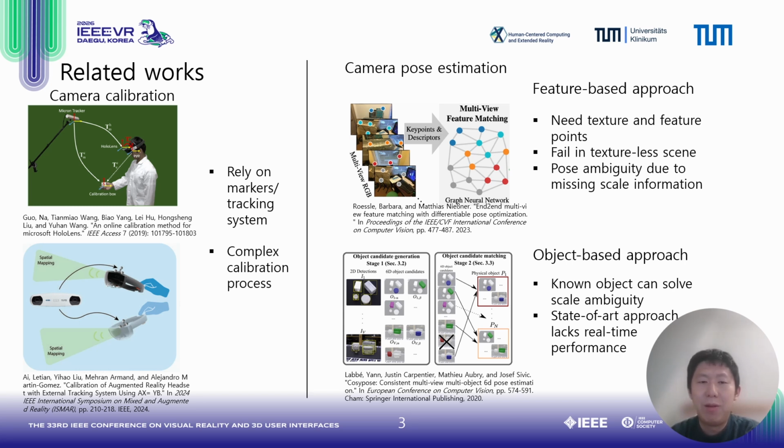The state-of-the-art camera pose estimation can be divided into feature-based approach and object-based approach. Feature-based approach relies on texture in the scene. However, they can fail in a textureless scene, like the operating room. In addition, RGB-only approach has pose ambiguity due to missing scale information. The object-based approach is more promising, considering the efficiency. However, the state-of-the-art approach, like CosyPose, is still far away from real-time.